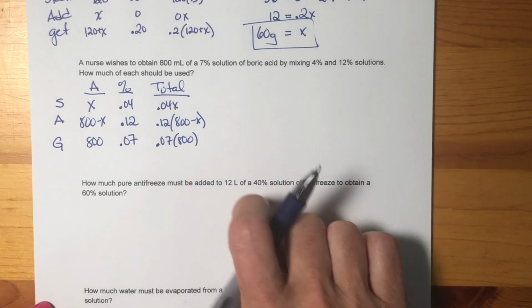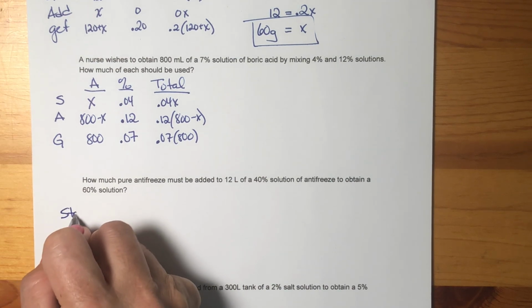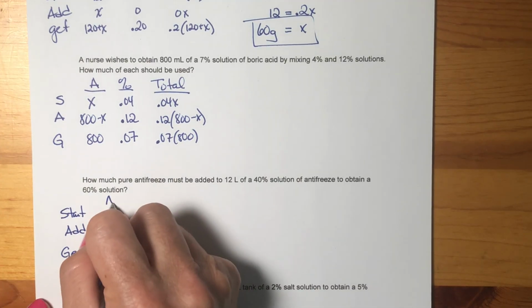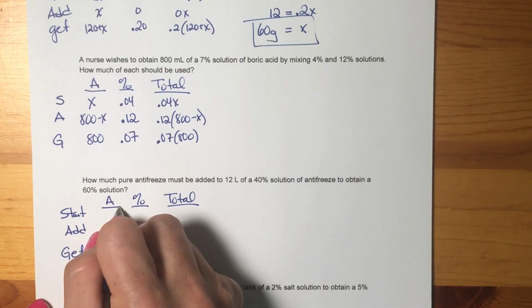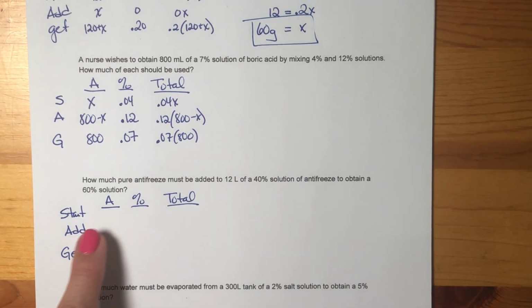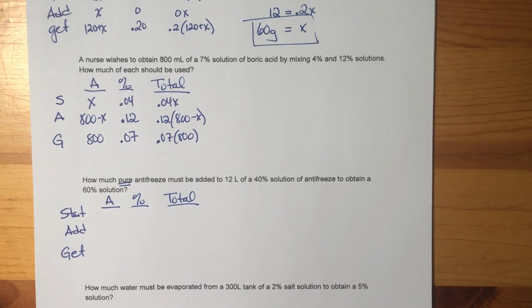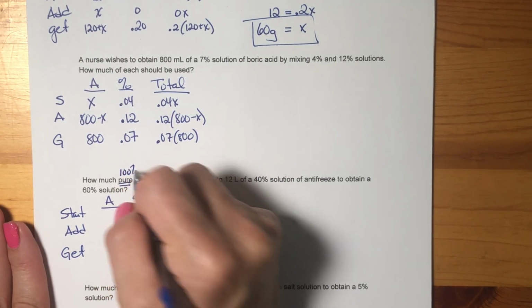Oh, this is the antifreeze question. This is a good one. We love antifreeze. All right, again, we're going to have a start. I'm going to write the word start just to hammer it home. Add, and then get. We have our amount, our percent, and our total. Haven't even started the problem, and I know it's going to be a mixture set. All right, how much pure antifreeze? Pure antifreeze. That's the key word here, pure. I know like Juicy Juice, you have Juicy Juice, it's 100% juice, right? Pure antifreeze would be just like 100% Juicy Juice. It would be 100% antifreeze, okay?